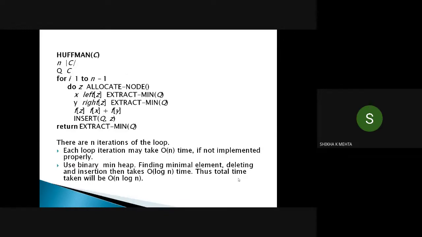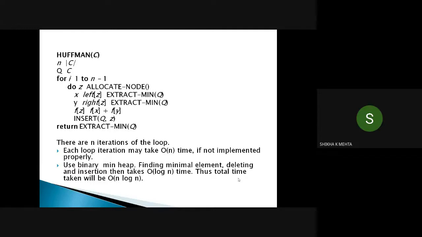Here you can see we have to apply the min heap operations. We are extracting the min twice, extract left and extract right, and we are doing the insertion process over here: fz is equal to fx plus fy, where fx is the left node and fy is the right node. This is how we keep on operating.